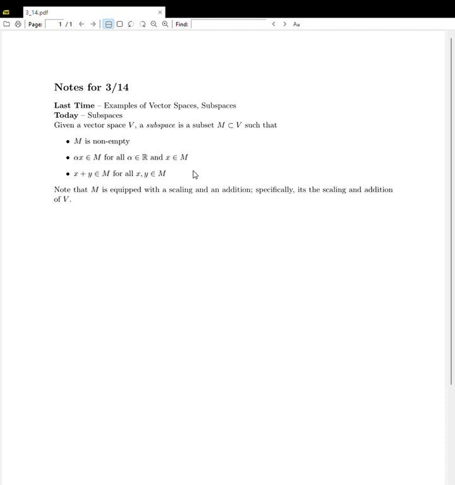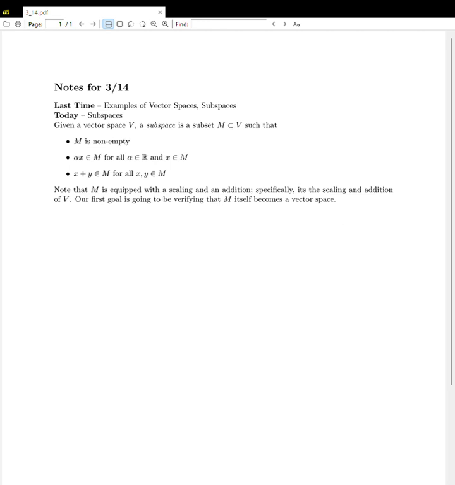Okay. So, our first goal is going to be verifying that M itself becomes a vector space. All right. So that's our first goal for today, is to verify that, indeed, as claimed, these are the vector spaces within vector spaces. So our first goal is going to be to prove that subspaces are, in fact, vector spaces themselves.